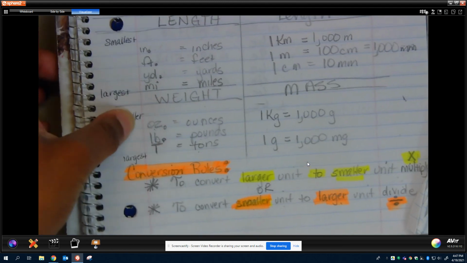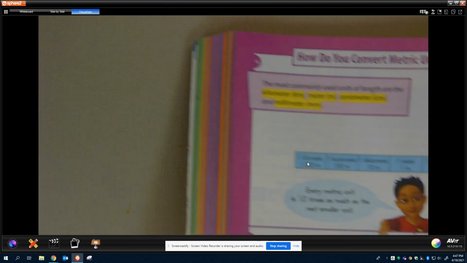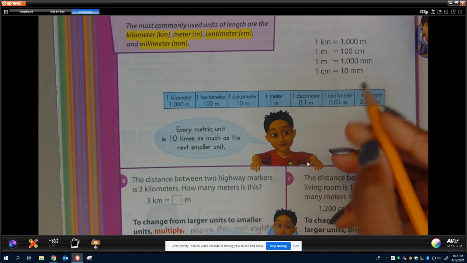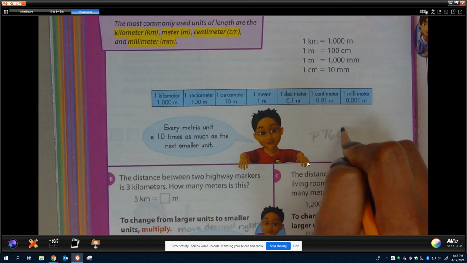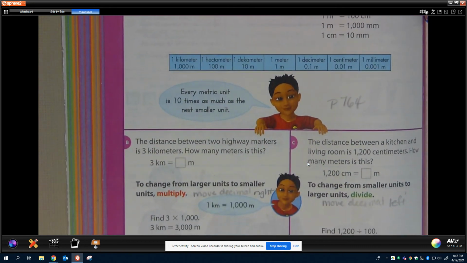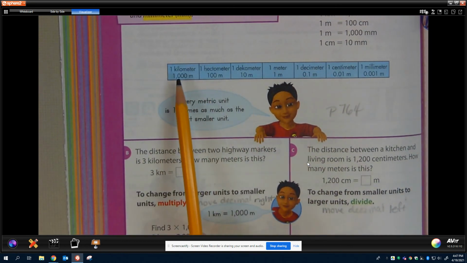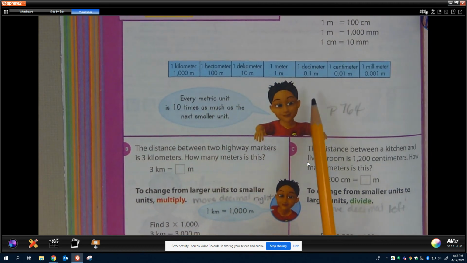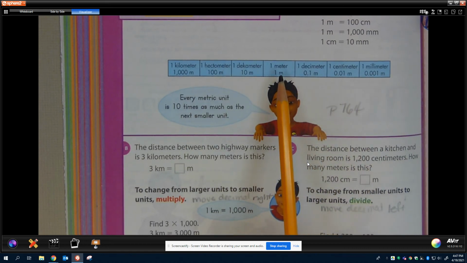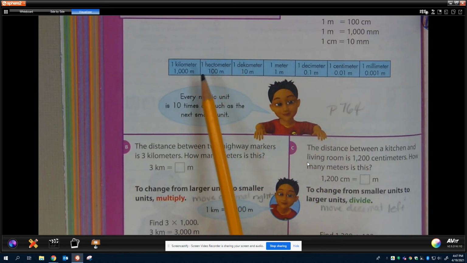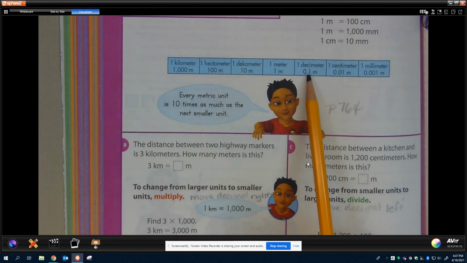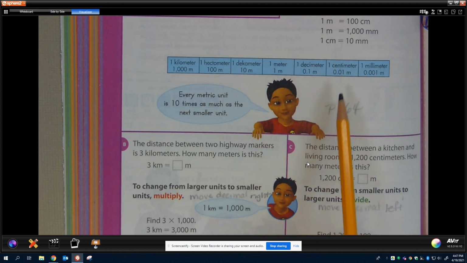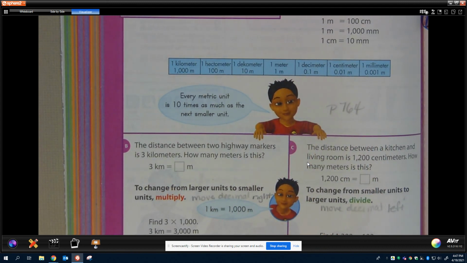So let's look at this in our math book. If you will, go ahead and turn to page 764 in your math book. A couple of examples here. So here is our meters chart, and it aligns with our place value chart. We have the ones place, tens place, hundreds place, thousands place. Then we'll work with decimals. We have the tenths, the hundredths, and the thousandths place. So keep that in mind because that'll also help us when we are converting.